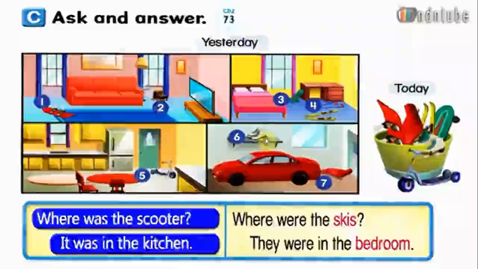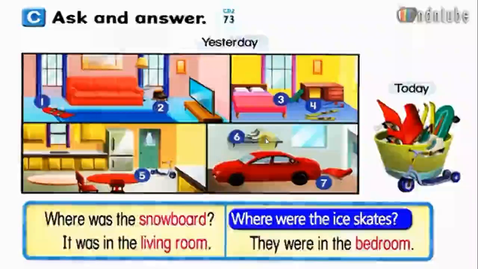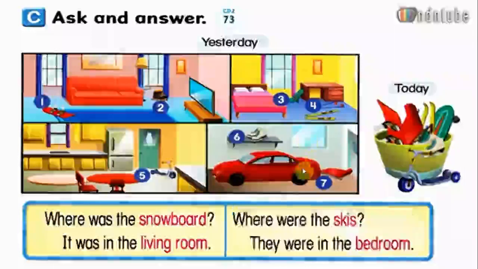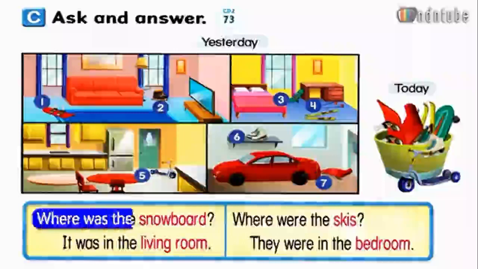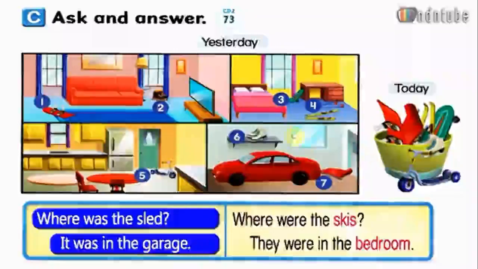Number six. Where were the ice skates? Where was the ice skate? حذاء التزلج. Okay, هذا حذاء التزلج شنو هو جمع مو مفرد فش نقول عليه where. Okay. They were in the garage. Number seven. Where was the sled? It was in the garage. والسلايد مثل ما قلنا هو شنو هو مفرد لأن واحد. Okay.